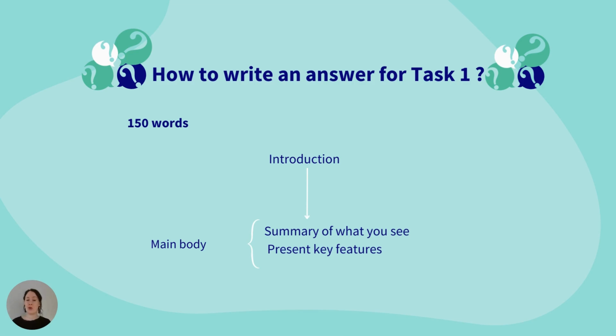If you have been following along with this video series, you may have some ideas of how to approach answering a Task 1 question. But here you can see the basics. Your answer needs to be around 150 words. And you should start by writing an introduction. You should then move on to the main body of your essay. The main body should include a summary or overview of what you see. And then you should present the key features of the data.